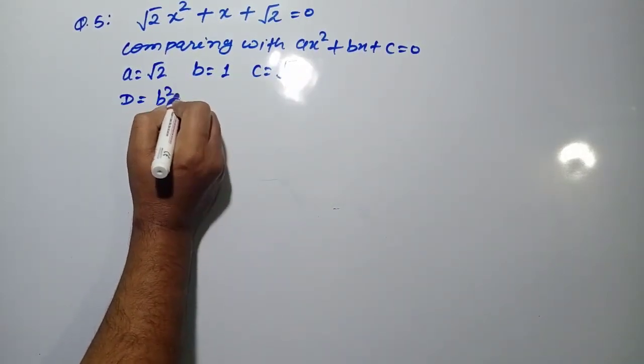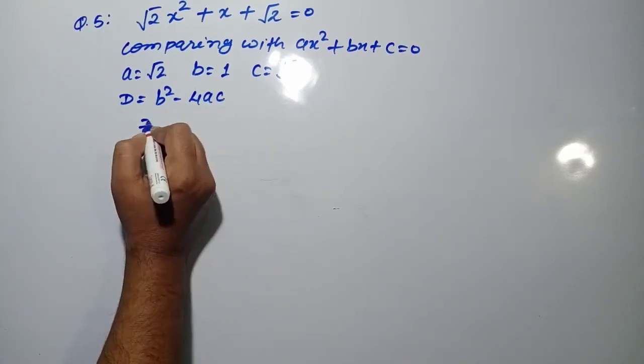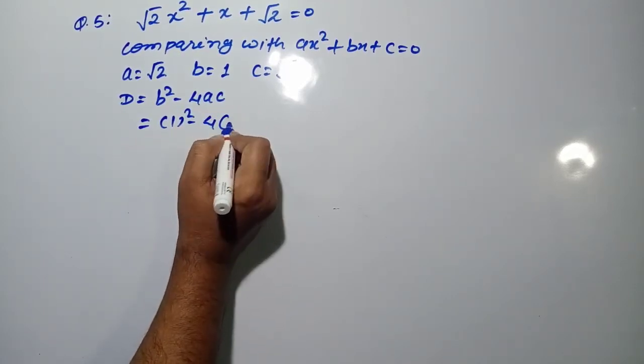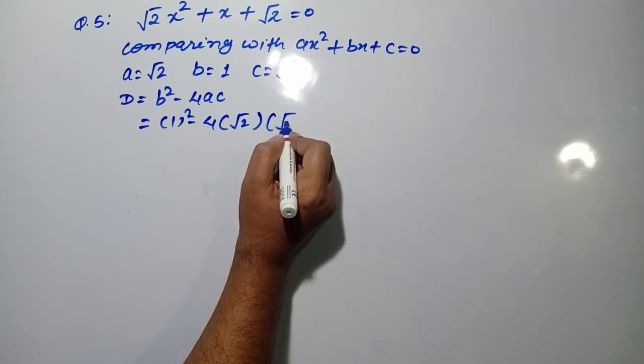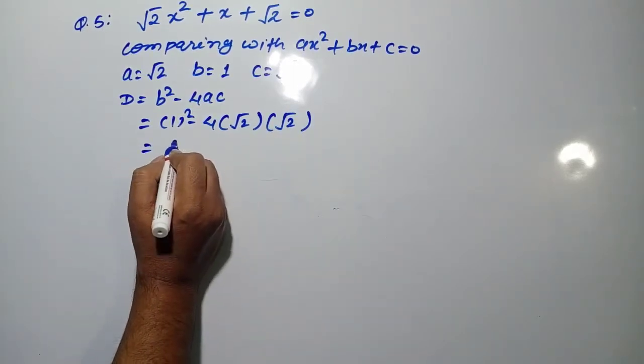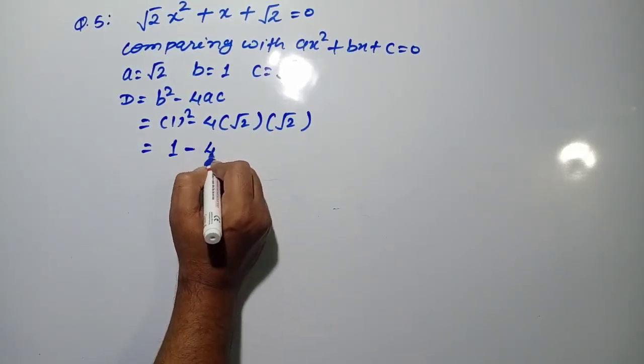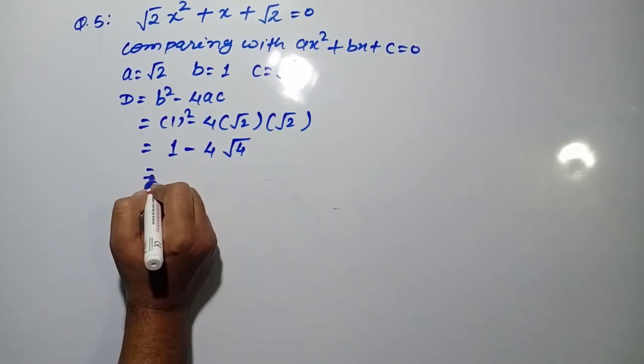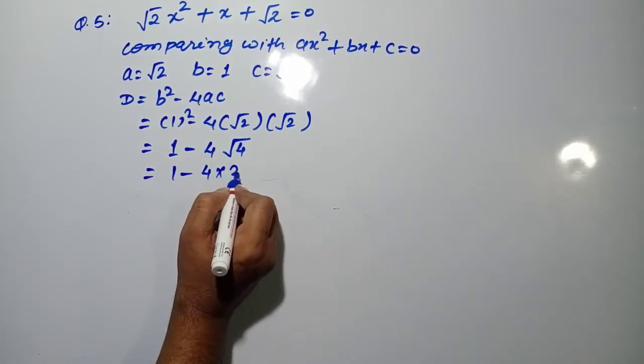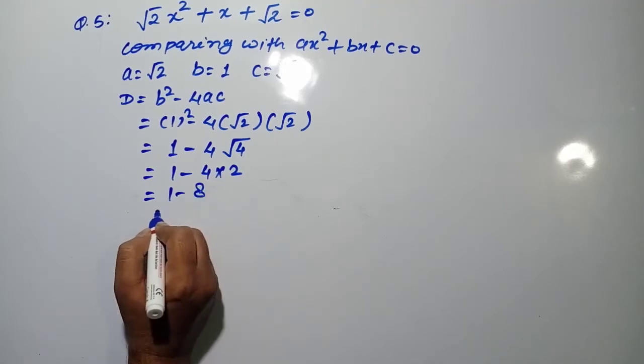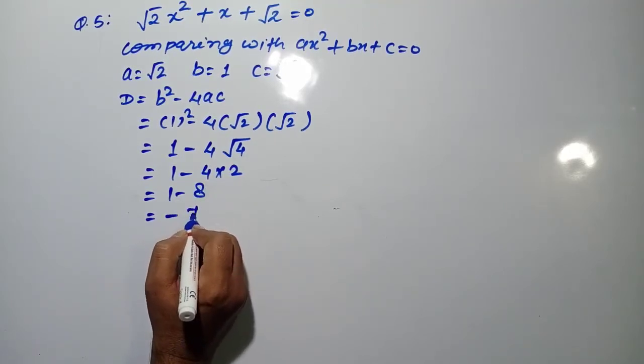So D is equal to b square minus 4ac. D is the discriminant once again. So 1 square minus 4 into root 2 into root 2. So 1 minus 4 into 2. So 1 minus 8, minus 7.